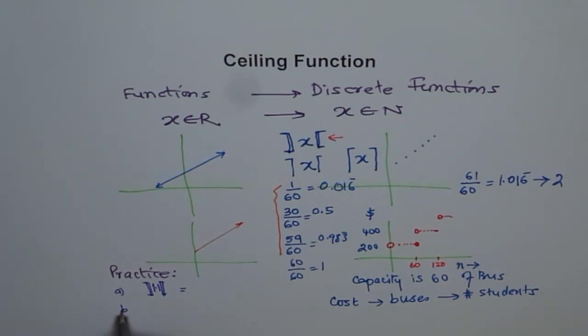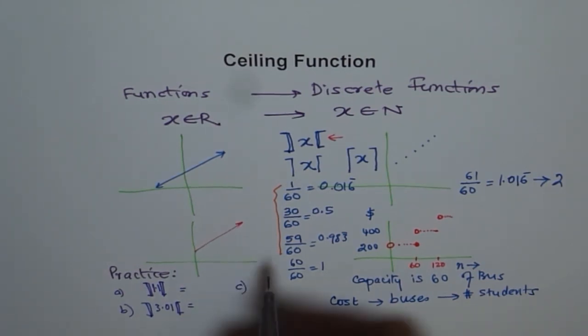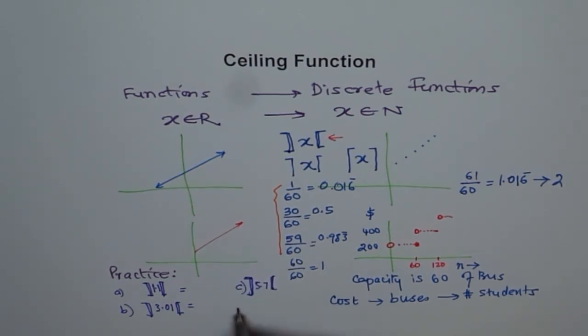B. This time I'll give you more room here, and let's say this one, right? And let us say if I have 3.01, then what is this equal to, right? And let's just see. The ceiling function is, let's say, 5.7. So what should this be equal to, right? And D is, let's say, the ceiling function of 3/10. Then what should this be equal to, right?